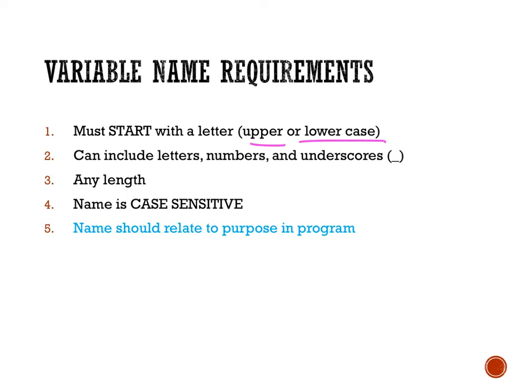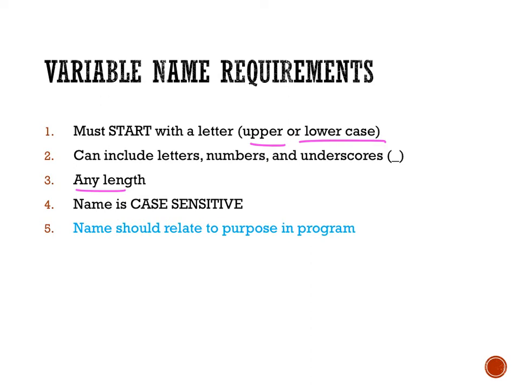Then your variable name can be of any length, but you should be choosing a length that makes sense. So if you're using the word supercalifragilisticexpialidocious, keep in mind you're going to have to type out that variable name every time you use it. So you should be having an appropriate length, but there is no limit. So you could have a 20-word variable name if you wanted, or a 20-letter variable name if you wanted, but that doesn't really make much sense.